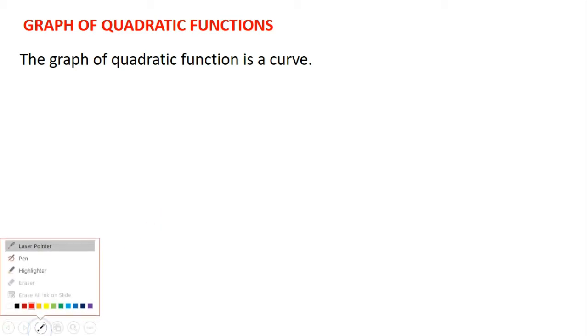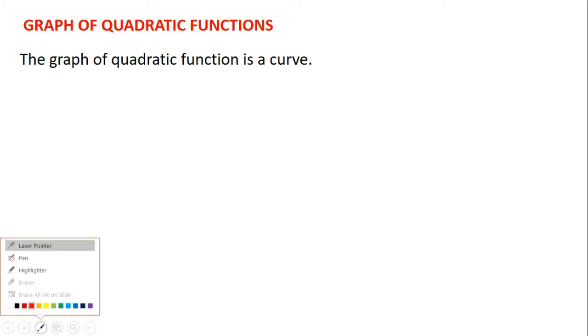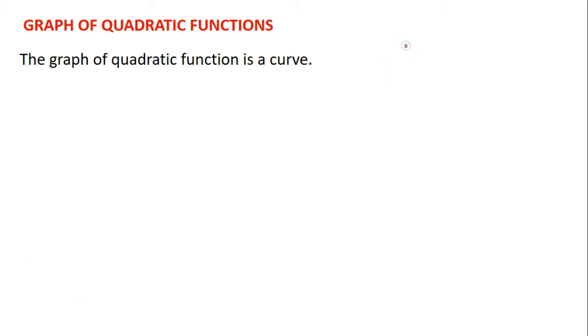In this topic, the graphs of quadratic functions that we'll be drawing will look like this, or it will look like this. So this is how our curve will look. It will either have a U shape or an N shape. Because the graph of a quadratic function is a curve, we can see that you will need more than 2 points to draw the graph of a quadratic function.